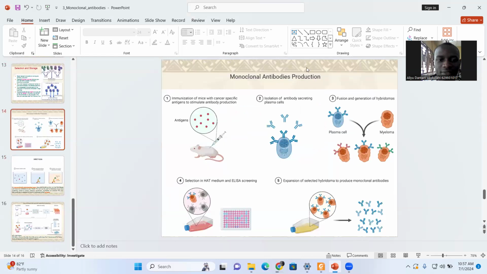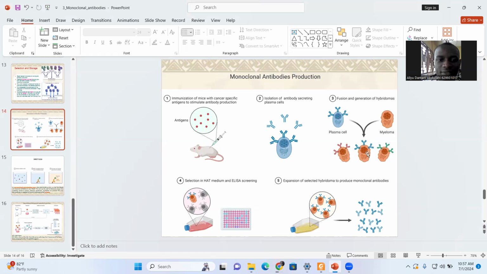Okay, so monoclonal antibody solution. This summarizes everything I just said. Immunization, right? Antigen is injected into the mouse. Isolation of antibody-secreting plasma cells, right? And then fusion of the plasma cell to myeloma cancer cells. Look at this fusion here. This is done to immortalize the plasma cell. And then selection, then you have to screen them.